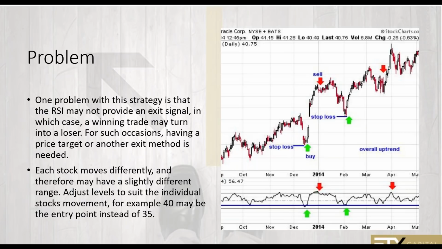One problem with this strategy is that the RSI may not provide an exit signal, in which case a winning trade may turn into a loser. For such occasions, having a price target or another exit method is needed. Each asset moves differently, and therefore you may have to slightly adjust the range.